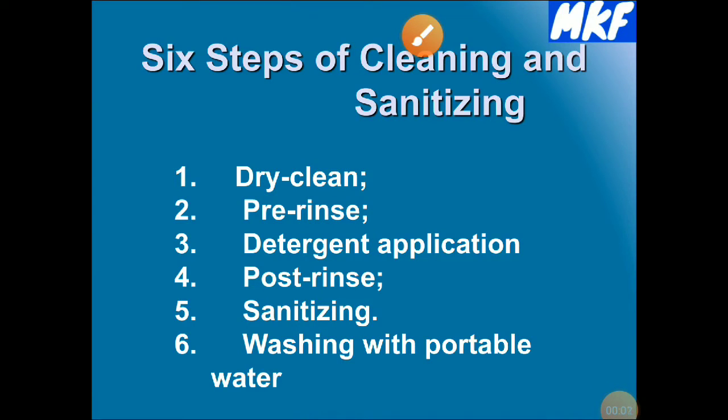There are six steps of cleaning and sanitizing. The first one is dry cleaning. In dry cleaning, we have to remove the macro particles, the organic waste, and scrub with brushes. After that, we pre-rinse with potable water, the second step. The third step is detergent application. We apply the detergent and scrub it on the surface of the food contact area. Maintain sufficient contact time as per the specifications of that particular detergent.